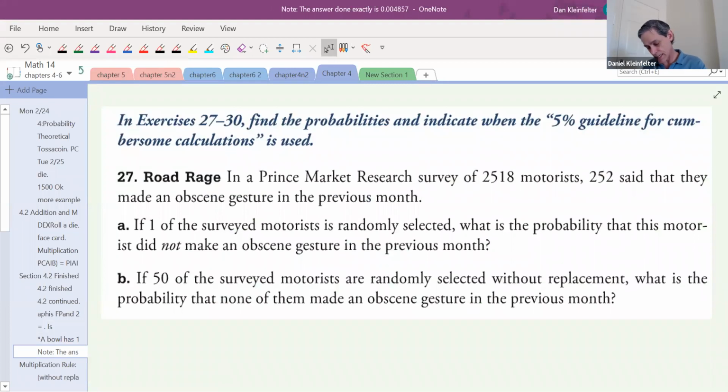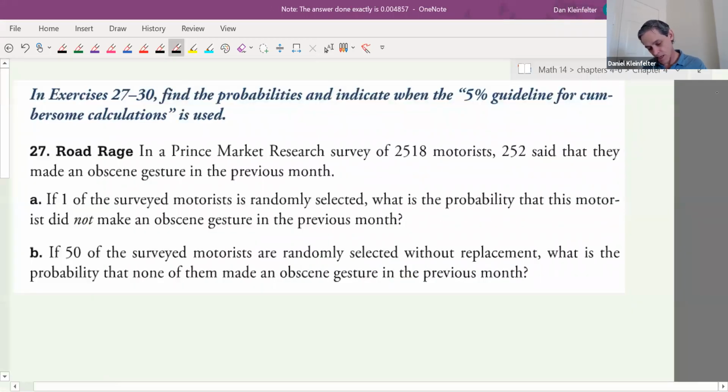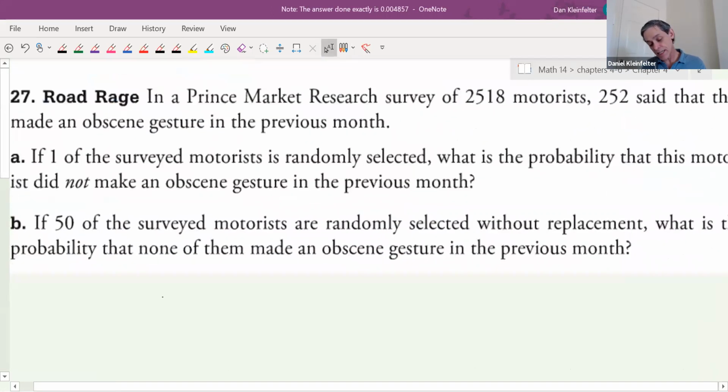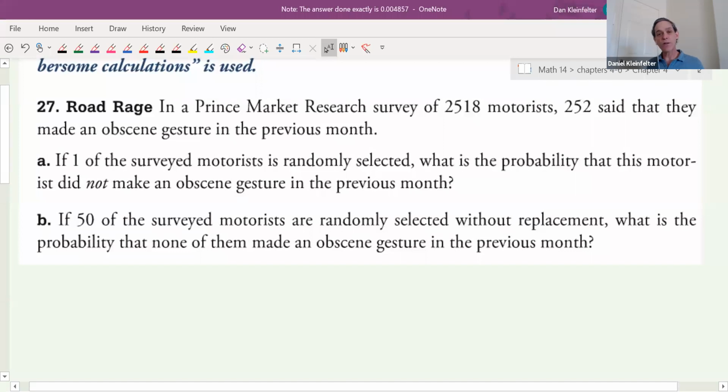Okay, so we're going to see an example of that right here. So this one is from our book. So it says find the probabilities, and then we're going to indicate when the 5% guideline is used. Okay, so here's the story. It says in a Prince Market Research survey of 2,518 motorists, 252 said that they made an obscene gesture in the previous month. Okay, so there's 2 parts to this.